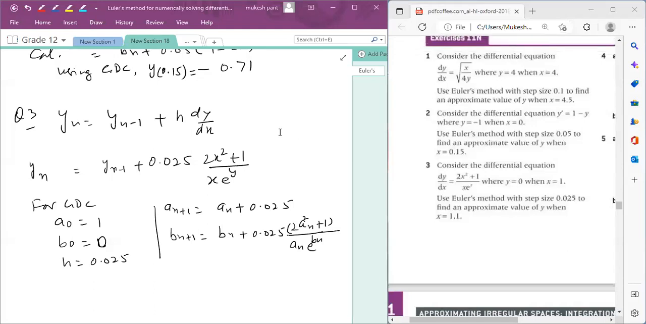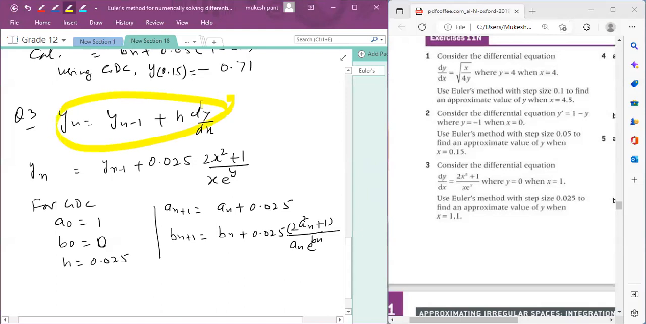So guys, this is question number 3. You can see the derivative: dy over dx equals (2x squared plus 1) over x times e raised to power y. So this is the equation for Euler's method to find yn. yn equals yn minus 1 plus 0.025, this is the step size, times the derivative. You get a mark for writing this equation. It's very important.